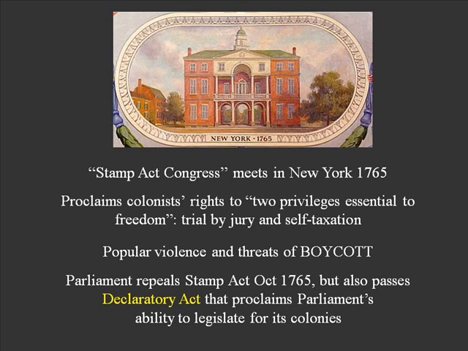So some colonists celebrate, they got rid of the tax, but they say this: you have to watch the government because they're going to come back and do this again at some point. If they claim to still have the power, they're going to use it.